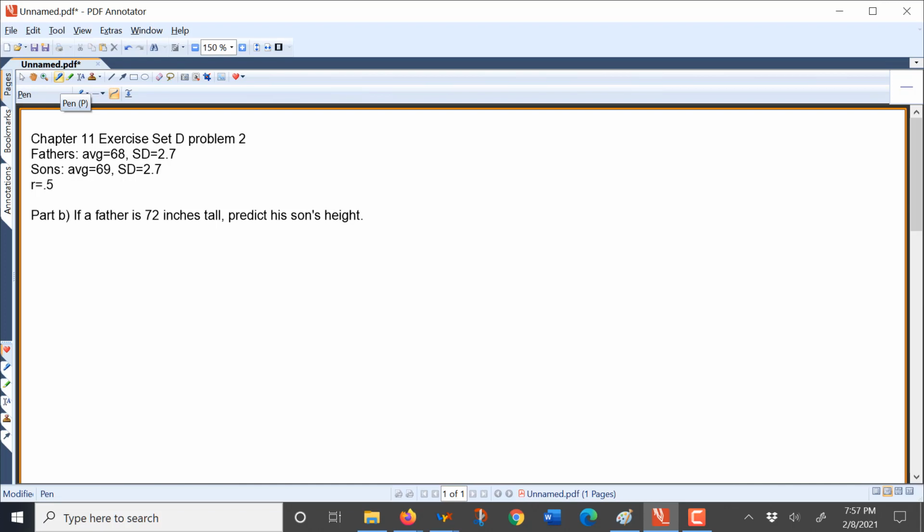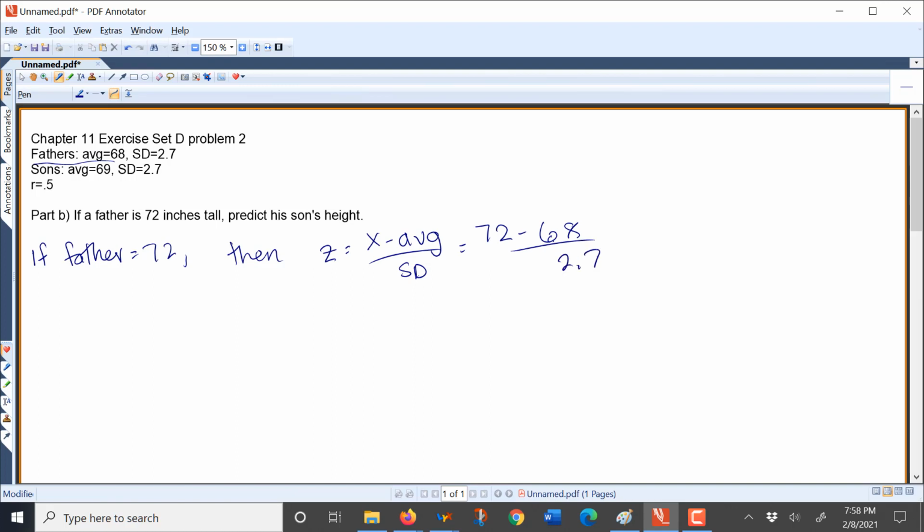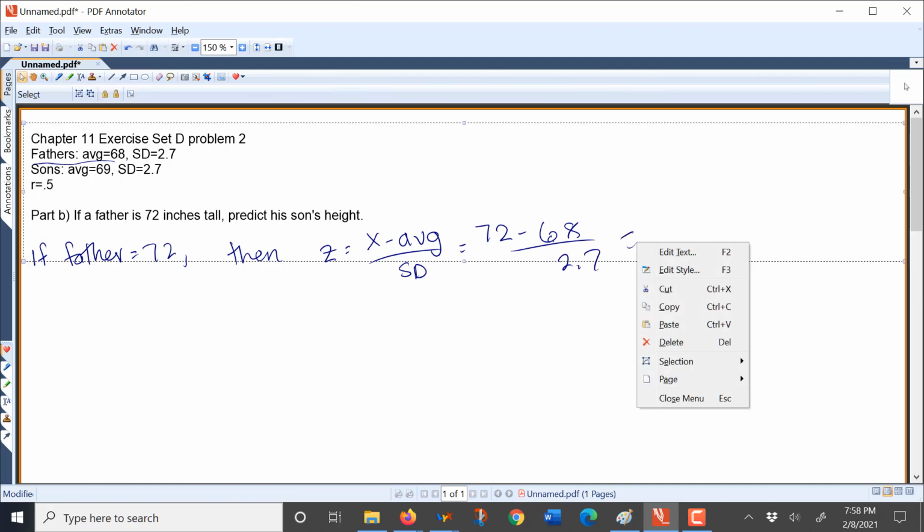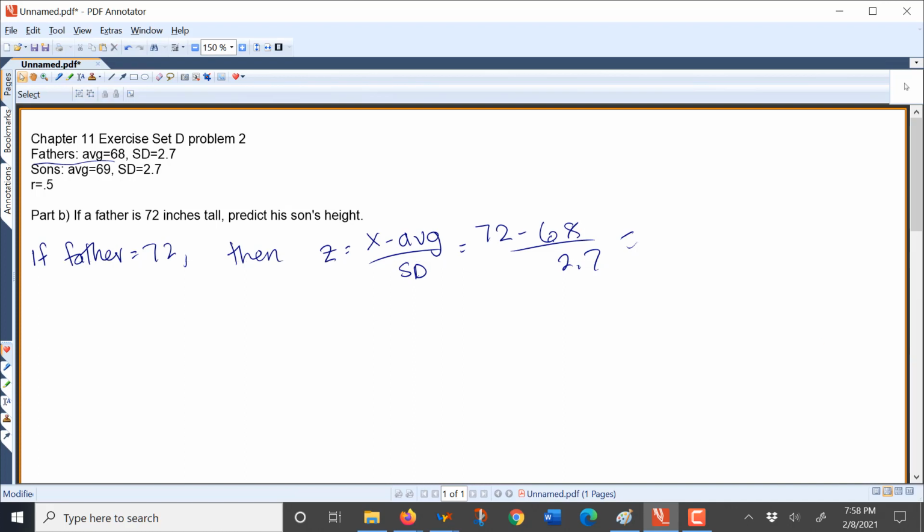So the first step is we want to find Z for the fathers. So we'll say, if the father equals 72, then his Z value, well, remember Z equals X minus the average over the standard deviation. So for him, his height is 72. We'll minus the father's height, make sure you do the father's because we're talking about a father right now, of 68, over a standard deviation of 2.7, which gives me 1.48.